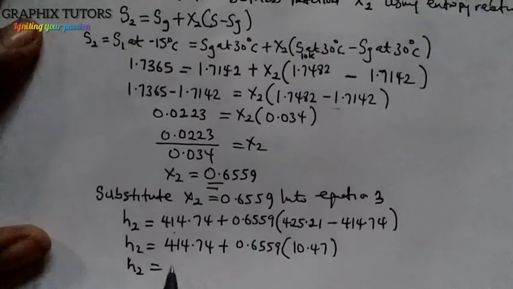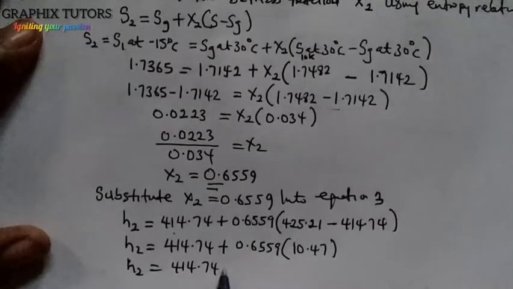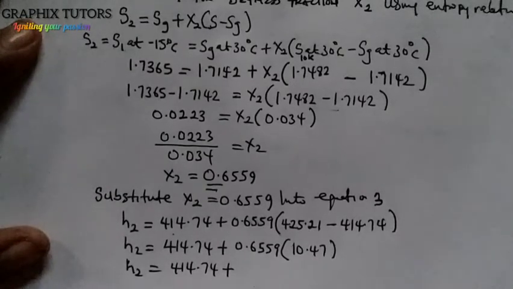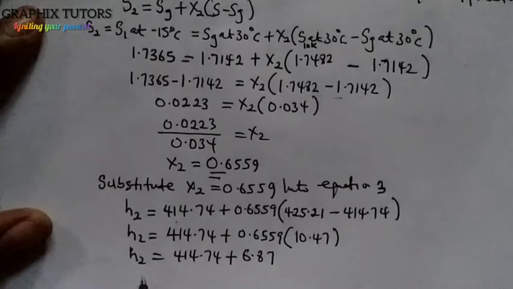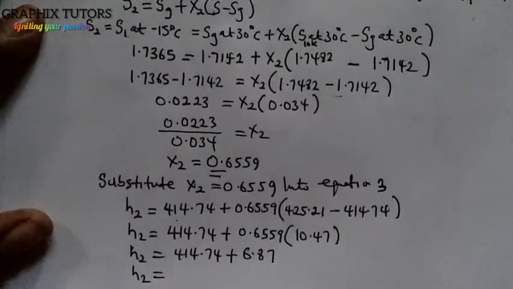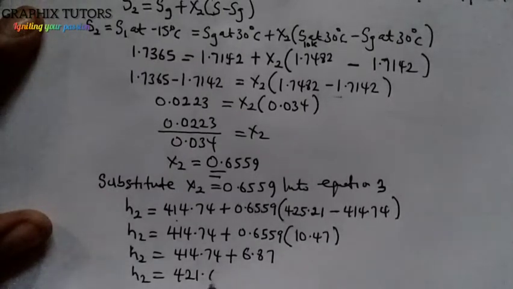So when you multiply them, my H2 will give me 414.74 plus, you multiply this by 0.6559, and that gives me 6.87. So we have 6.87. If you add both of them together, the H2 here will give me 414.74 plus 6.87, and that will be 421.61. So we have 421.61 kilojoule per kilogram. That is my H2.